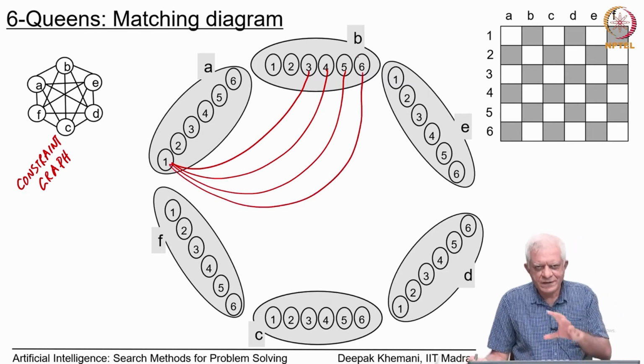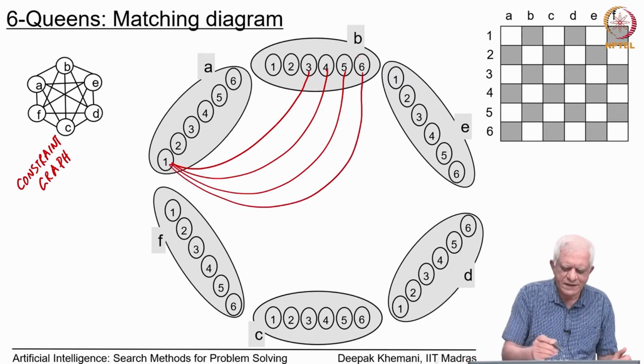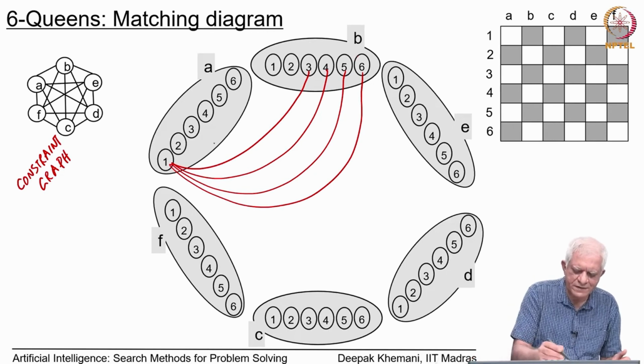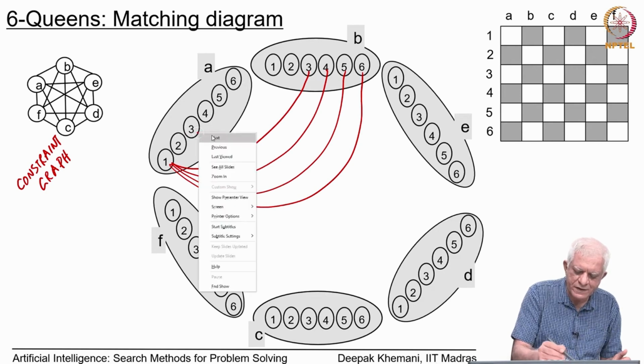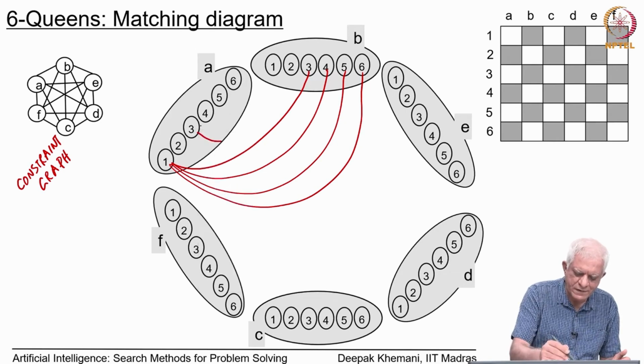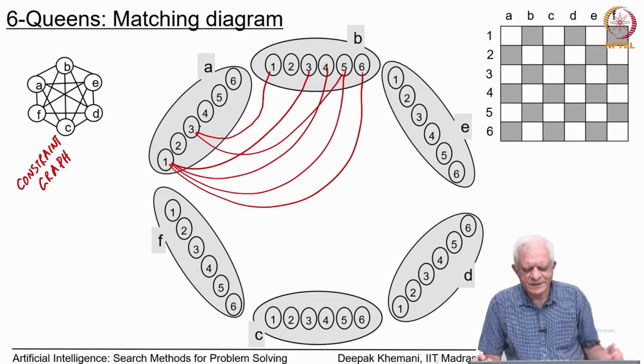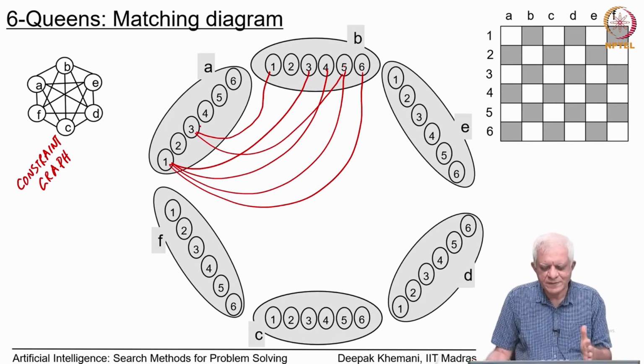So, that is the first 4 examples we see, but there are other possibilities. One can be placed with 2. Just to take another example, you can place queen A on row 3 and queen B on row 1, or you can place queen A on row 3 and you can place this one on queen 5. So, all kinds of possibilities are there, and the matching diagram will express this.